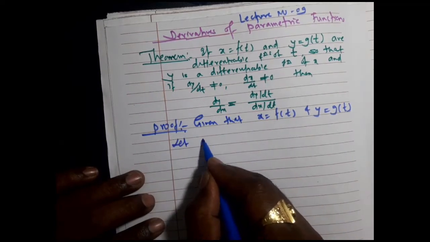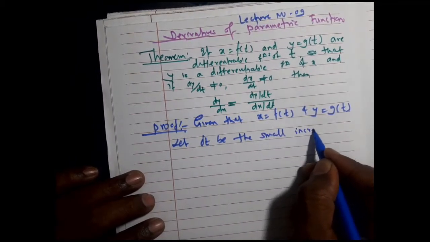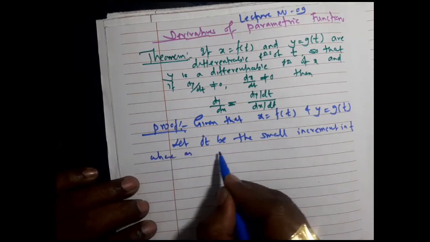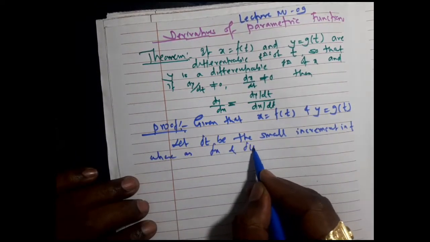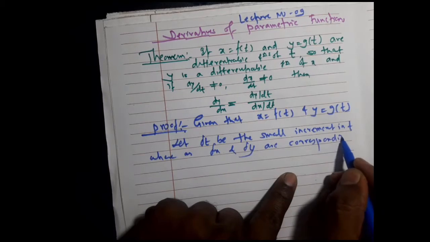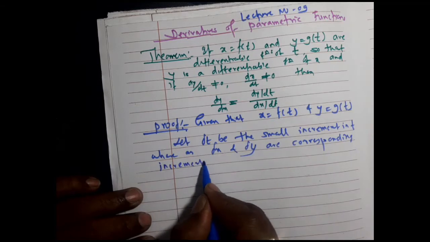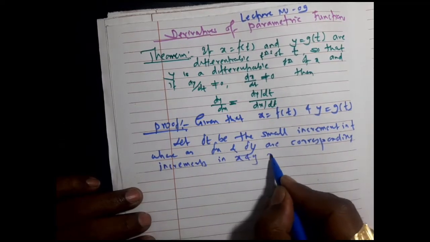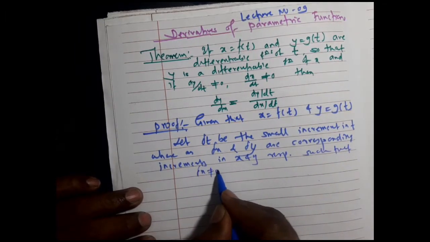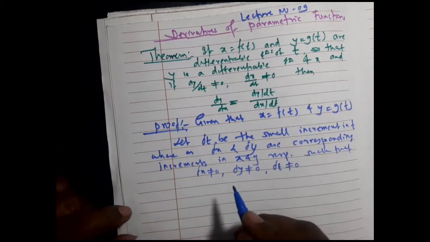Let delta t be the small increment in t, whereas delta x and delta y are the corresponding increments in x and y respectively, such that none of them is equal to 0.